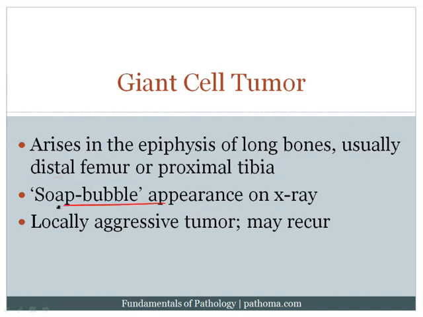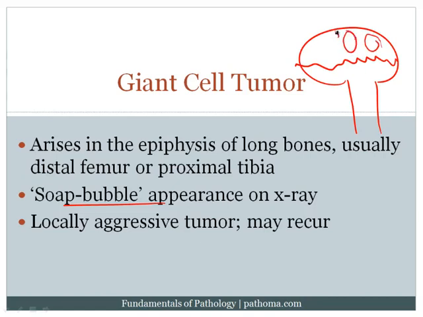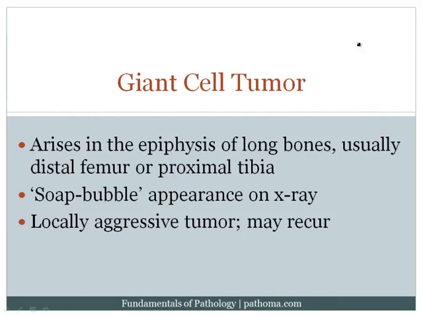Now on X-ray, you'll see something called the soap bubble appearance. And the idea here is this is the diaphysis, and then this is the metaphysis, and up here is the epiphysis. You get the tumor growing, and in response to the tumor, you get a little bit of reactive bone formation circling the tumor, and a bunch of these little areas of bone reacting against the tumor form, and so it produces these bubbles that look like soap bubbles in the epiphysis. So soap bubbles in the epiphysis is giant cell tumor of bone.